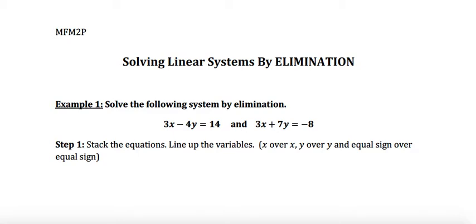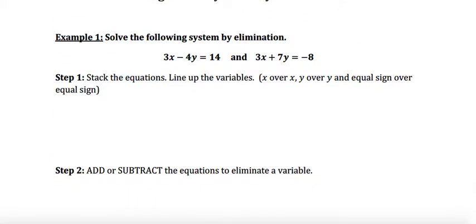So the first thing you want to do is to stack the equations. We're going to line up the variables, x over x, y over y, and equal sign over equal sign. So what this looks like is this. I have 3x minus 4y is equal to 14, and I'm going to stack that on top of 3x plus 7y is equal to negative 8. So we have the x over x, y over y, equal sign over equal sign.